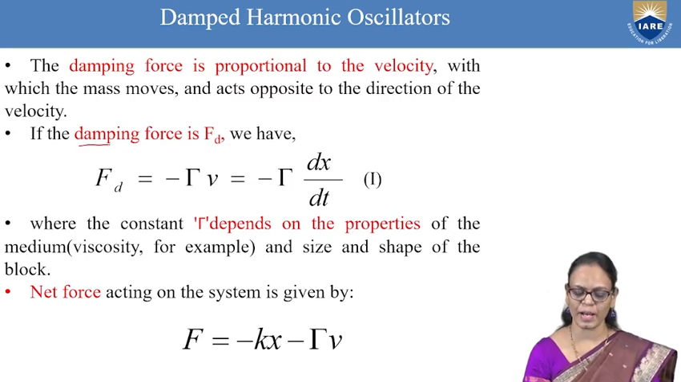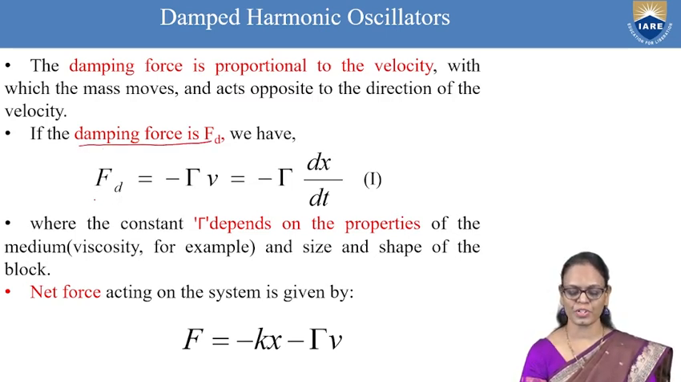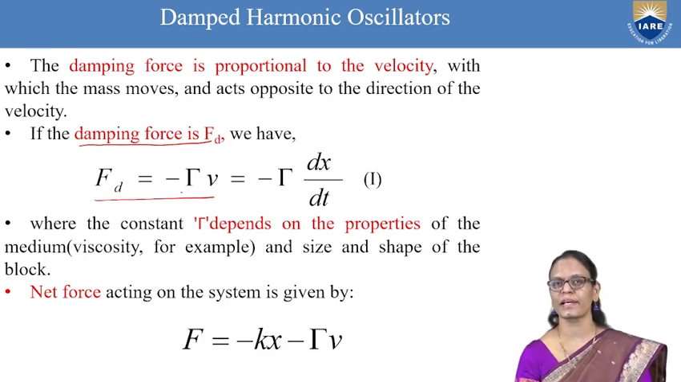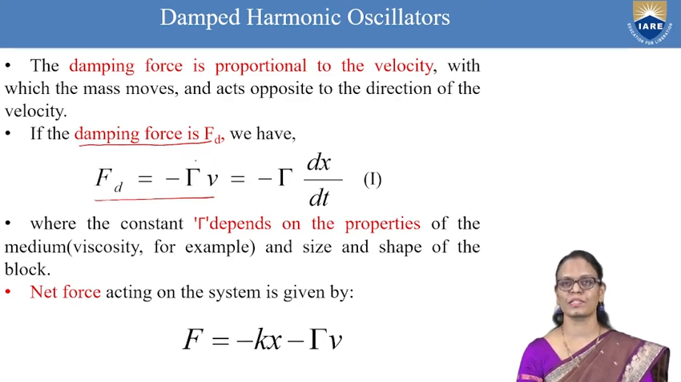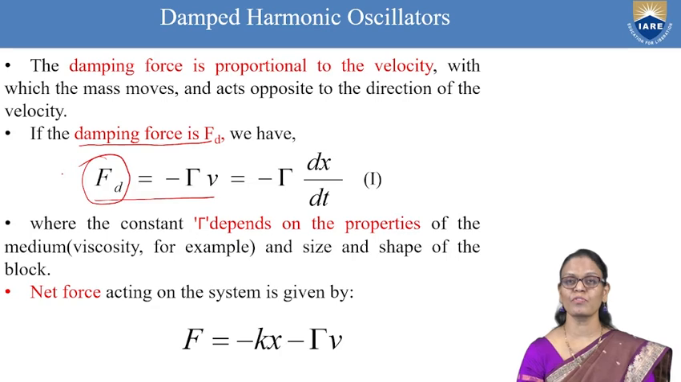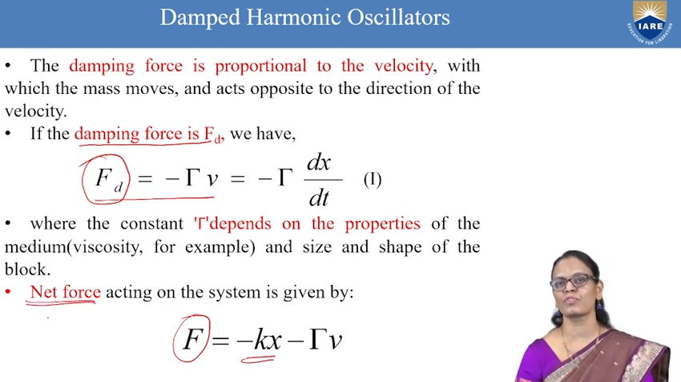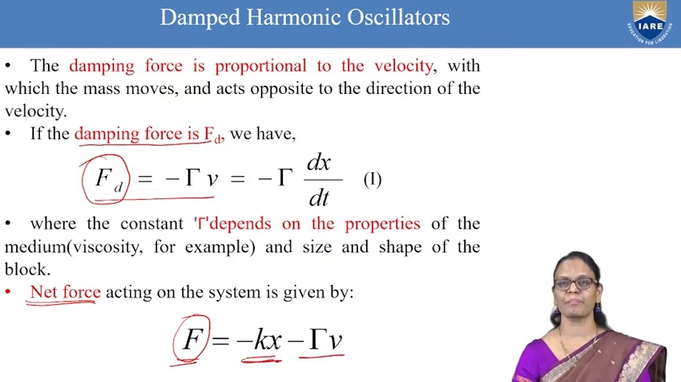First, we are going to define the damping force. It is proportional to the velocity and is always directed opposite. So Fd is equal to minus gamma V. Gamma is the damping coefficient, so minus gamma dx by dt. Gamma depends upon the properties of the medium, and in case of damping we have 2 forces: one is the damping force and the other is the restoring force, F is equal to minus kx. The net force F is the sum of the 2 forces: the restoring force plus the damping force.